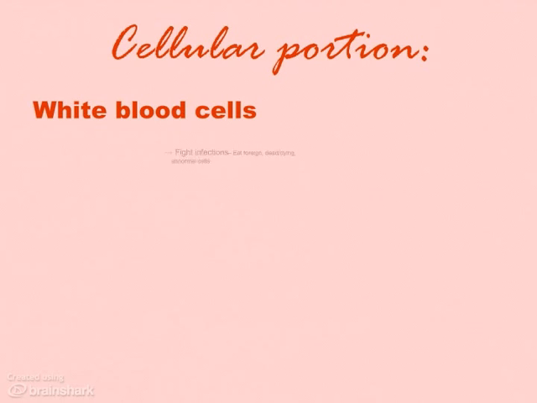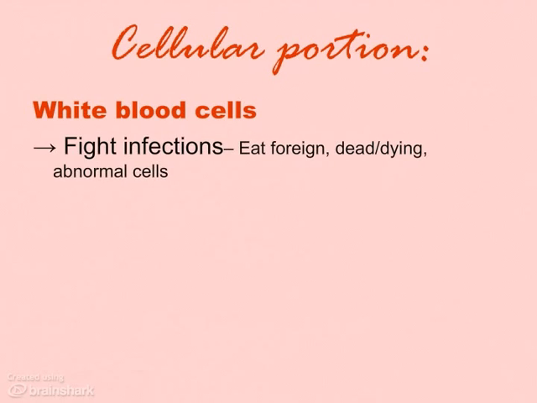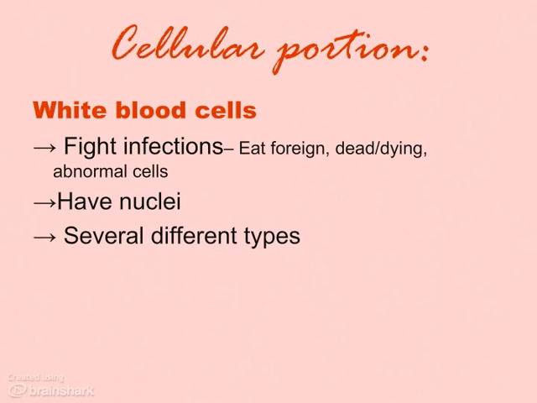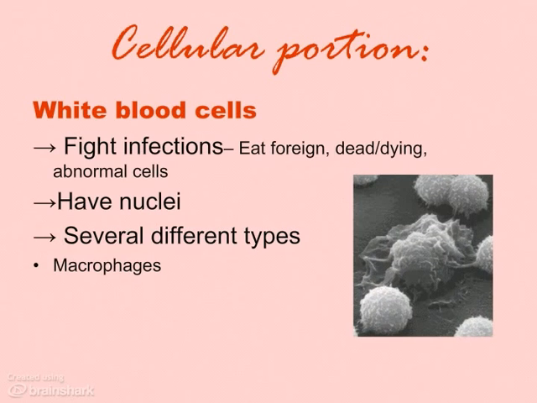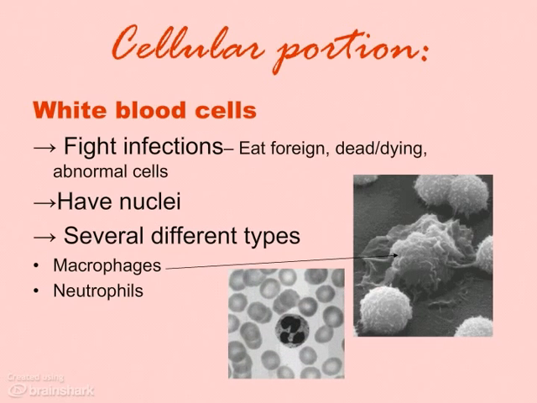Another part of the cells that make up blood are white blood cells. As we said, their job is to fight infections. They do this by basically eating foreign cells or dead or dying or abnormal cells. These are true cells. They have nuclei. There are several different types. Macrophages pictured here, and neutrophils pictured here. These are two of several different types of white blood cells that you'll hear about.